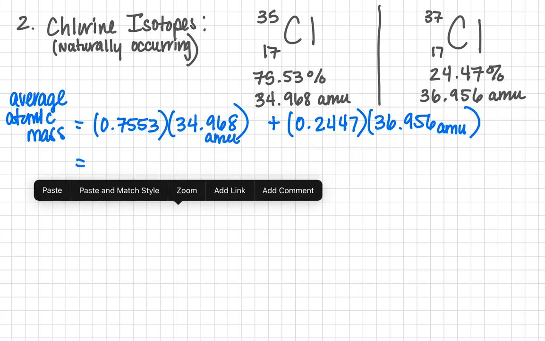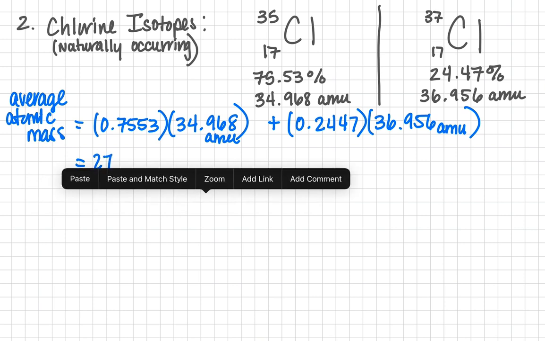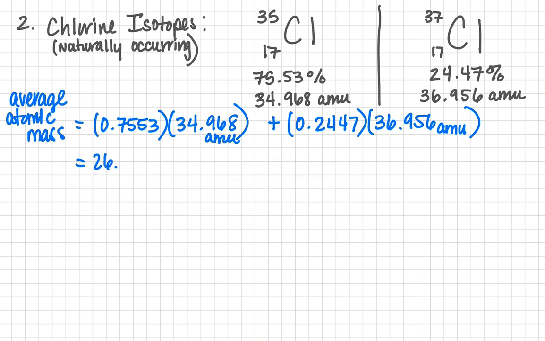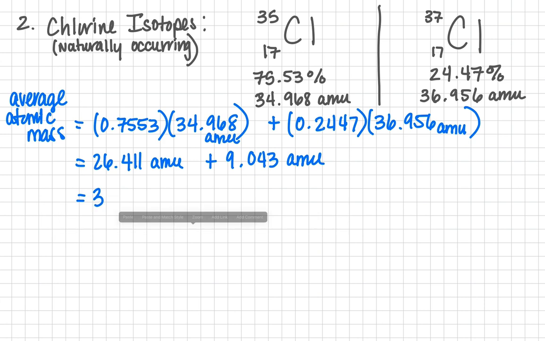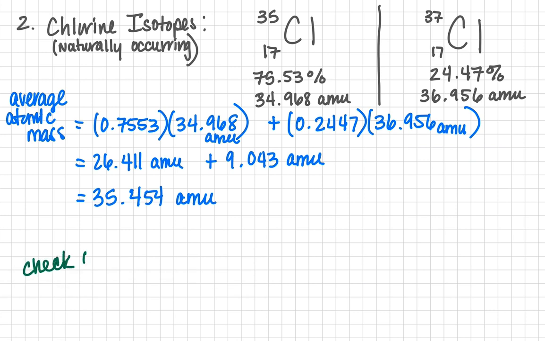We're going to do the math. This first one is 26.411 AMU plus 9.043 AMU. Add that in our calculator and we get 35.454 AMU. We're also going to check our answer to see if it makes sense.